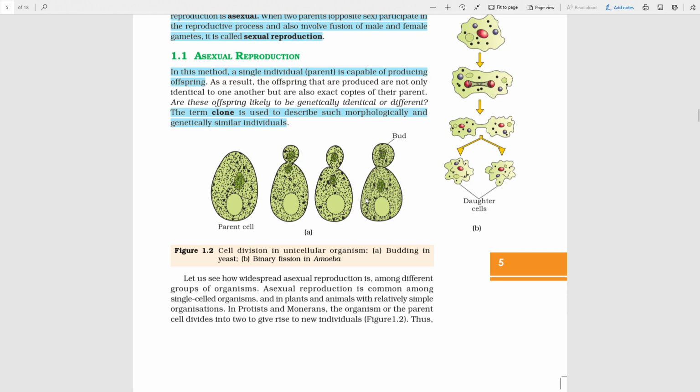Okay, now asexual reproduction. It's not just budding in yeast and binary fission in amoeba. There are also different processes. Let us see how widespread asexual reproduction is among different groups of organisms. Asexual reproduction is common among single-celled organisms and in plants and animals with relatively simple organizations. Highly developed organisms like us cannot undergo asexual reproduction at any part of our life. So asexual reproduction is very common in protists and monerans. The parent cell divides into two to give rise to new individuals, as we saw in the amoeba one.